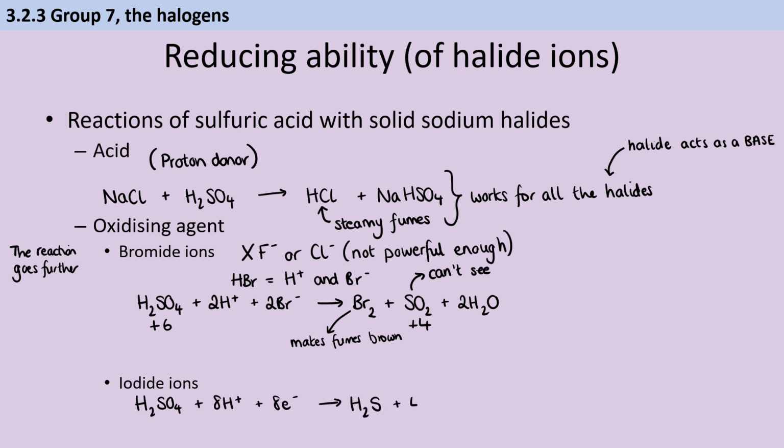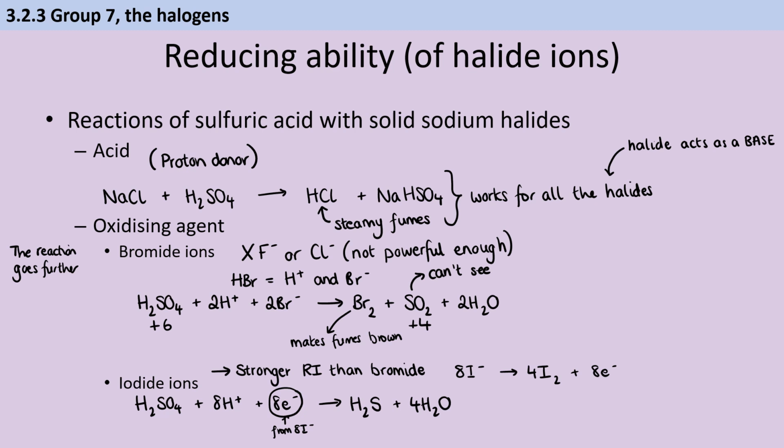And then if we think about the iodide ions, we have a slightly different process. So we have these 8 electrons here, they're coming from the iodide ions, 8 of them, being oxidized to produce 4 iodine molecules and also these 8 electrons. And this can happen because iodide ions are an even stronger reducing agent than the bromide ions.